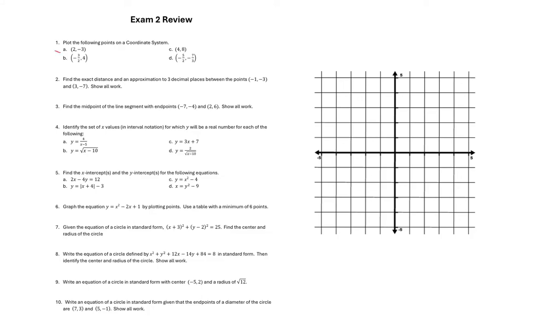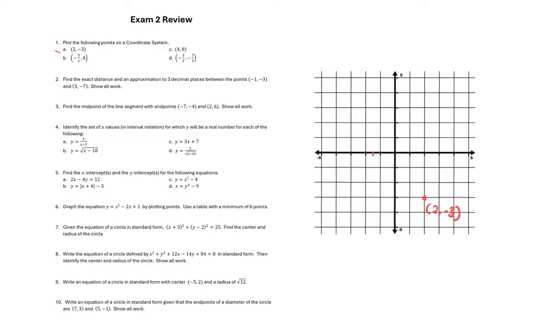Hello, plot the following points on a coordinate system. A is (2, -3), so that means 2 on the x-axis, and then down 3. B is (-3/2, 4), so 3/2 should be there, and up 4.